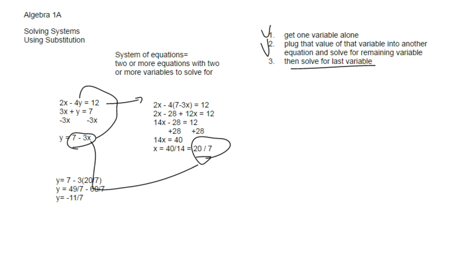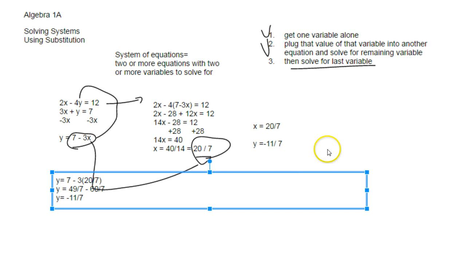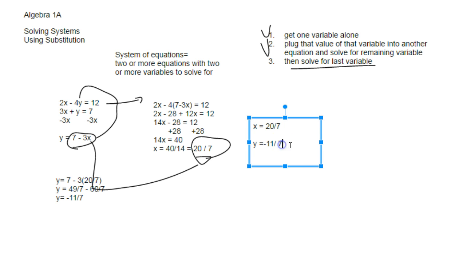Now if we had to do that by graphing, we would find some pretty nasty negatives. So x equals 20 over 7 and y equals negative 11 over 7. The way we would write that is parentheses 20 over 7, comma, negative 11 over 7. And we actually have our answer, and we just move on from there.